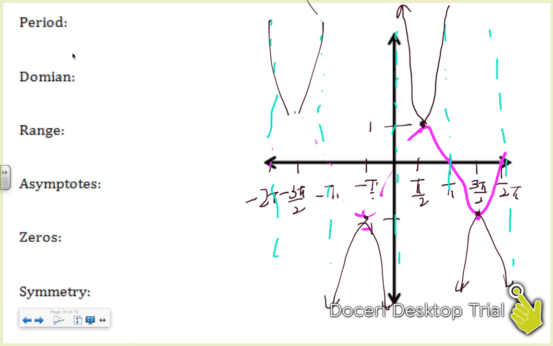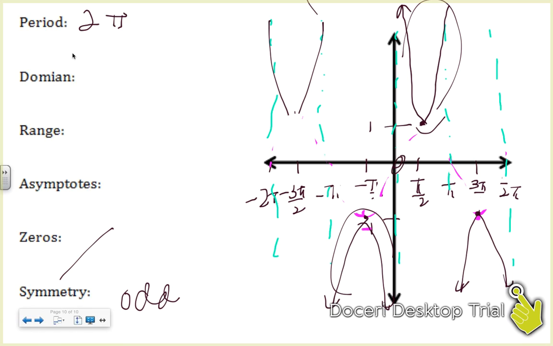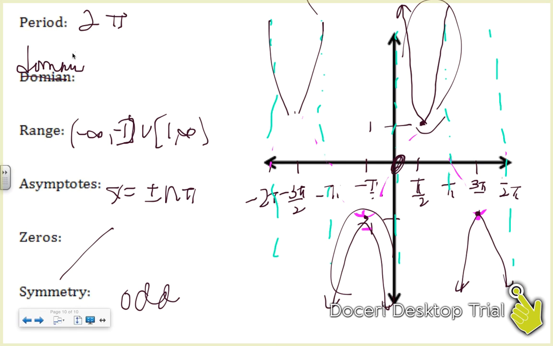I would actually be odd here because if you were to pull this one up and this one up, you'd be symmetrical along that. My range is kind of weird, but it would be from negative infinity to negative 1, that's a bracket, union 1 to infinity. My asymptotes are at x equaling plus or minus n pi, which would be related to my domain. X cannot equal anybody, can be everybody but these values, all those pi's. All right, all done.